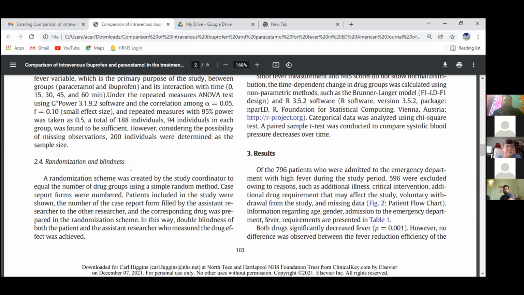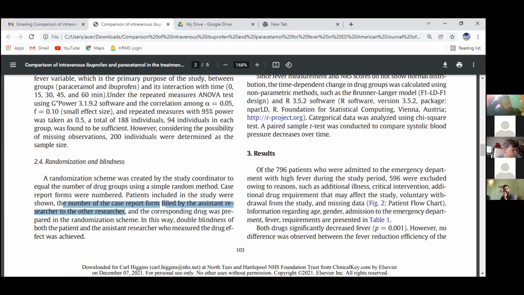firstly, the study coordinator came up with a randomization scheme, and he or she used a simple random method. Similarly, the case report forms were filled by the assistant researcher and passed to another researcher, which means that there were two assistant researchers, right? One who dealt with the randomization and prepared the study drugs, and the second one measured the drug effect.